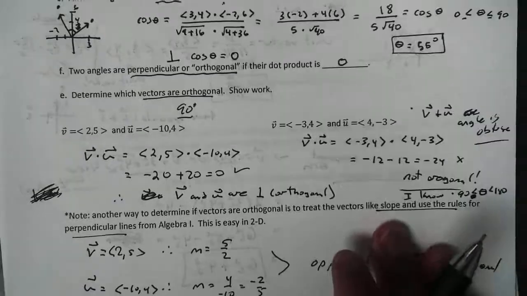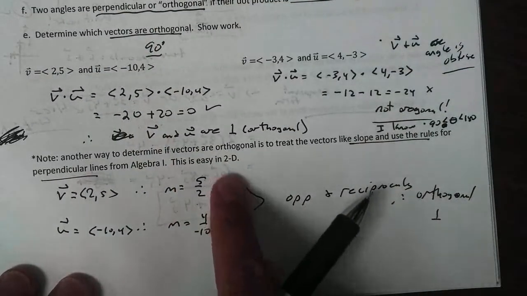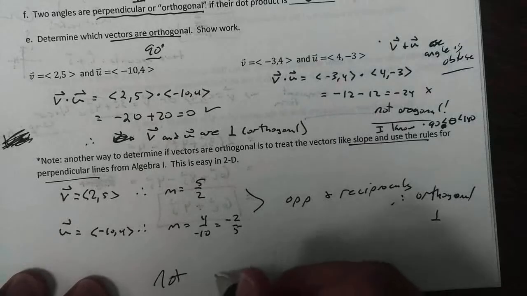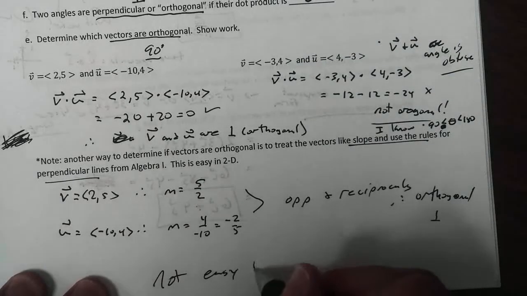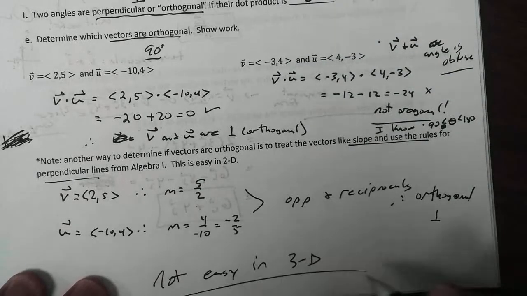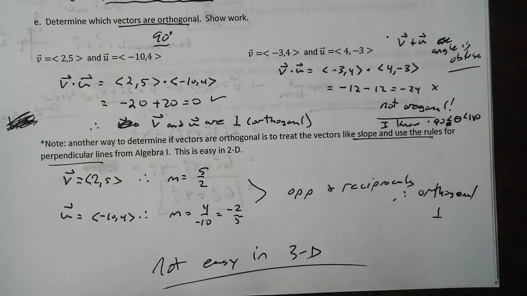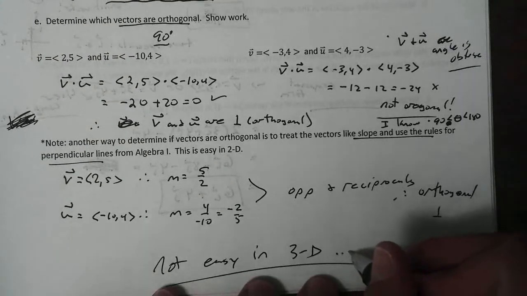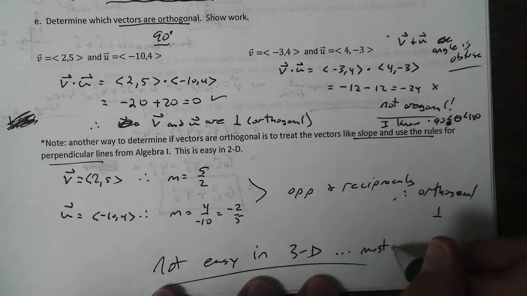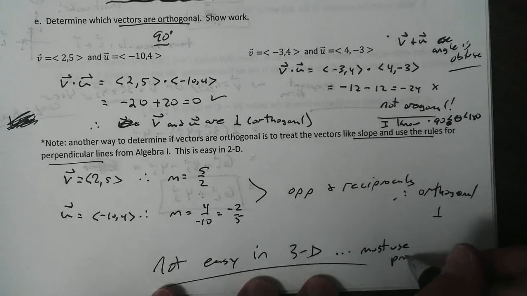Now, this is nice. Whoops, sorry, you can't even see that. Excuse me. This is really nice in 2D, but not easy to do in 3D. As a matter of fact, in 3D, it's almost impossible, so we don't even do it. Therefore, in 3D, you must use the dot product rule.